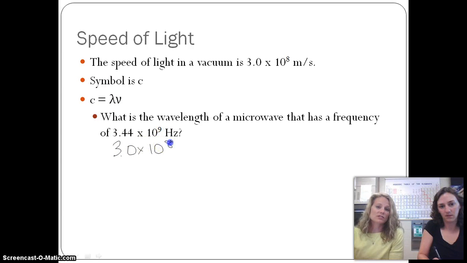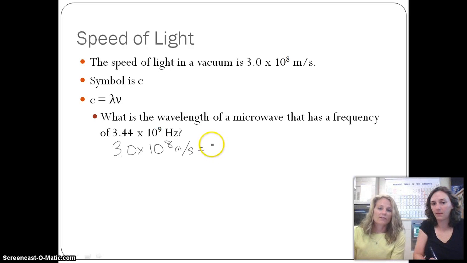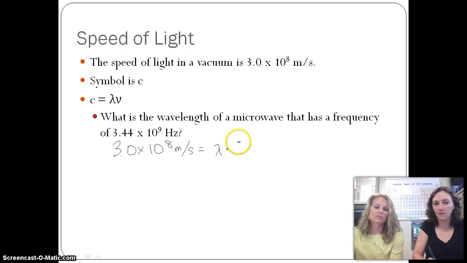So in these equations, if you're finding out wavelength or frequency and you're given one or the other, you're going to have your frequency, and you're going to find your wavelength, so that's your unknown value. Plug in your 3.44 times 10 to the 9th hertz. Oh, I'm sorry, it's just a regular positive exponent. Yeah, sorry.